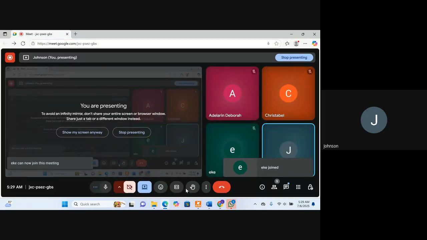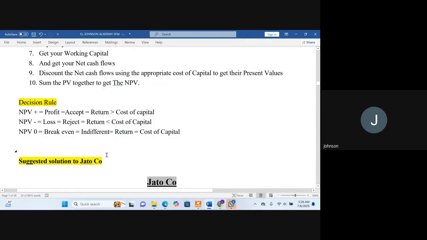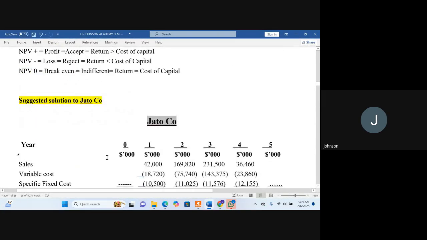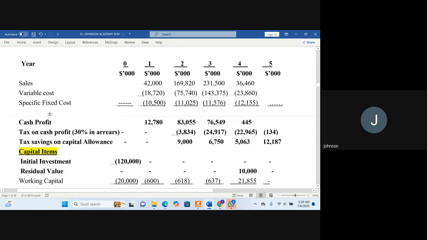Okay. Now we are almost done. This is the page that people should concentrate on, but people are running away. So, the solution. Now we have gotten our sales, but how do we get our sales? This is the solution. We are going to go and look at the workings.